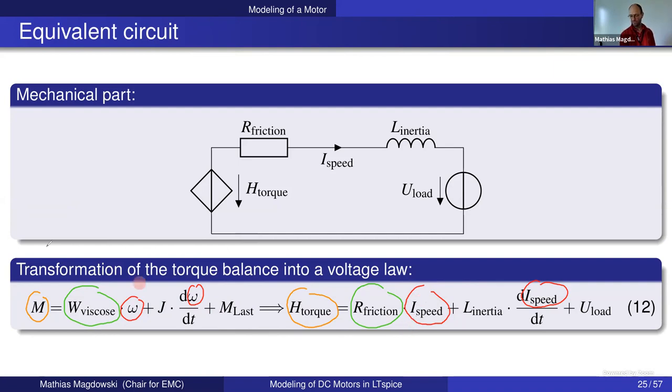And so the same thing happens over here. We have the inertia here, and the same factor occurs here. So this is something that converts between this time derivative of a current and the voltage. So what is inertia on the mechanical side is inductance on the electrical side, as we've discussed before.